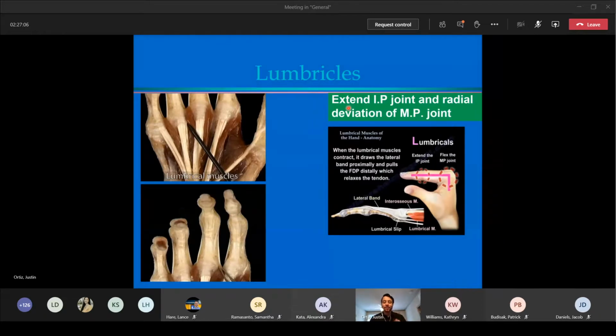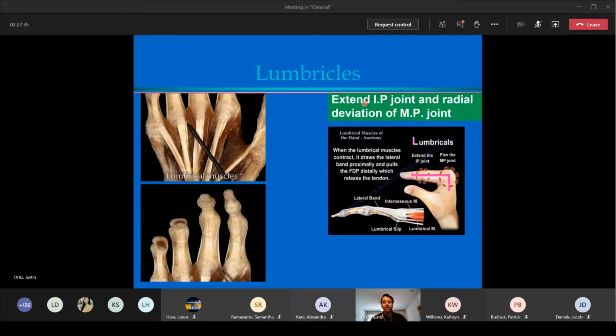They extend the interphalangeal joints, right? So the joints between the phalanges, right? They extend that, so you can see right here, it's going to extend that. And it's going to flex the metacarpophalangeal joint, but it's also going to cause radial deviation. The reason why it causes radial deviation, which means deviating your hand or your fingers to the radial side, so deviating it to your thumb side, is because they're attached to the radial side of each of your fingers.